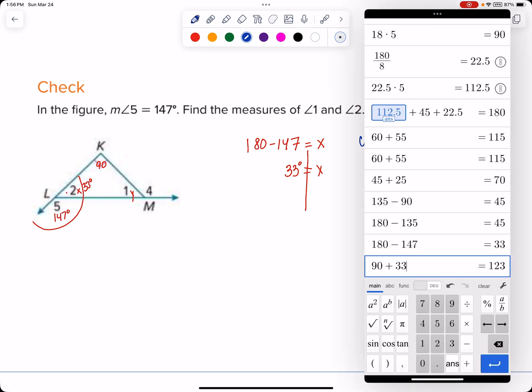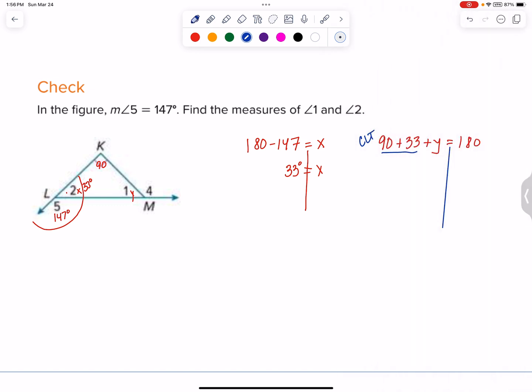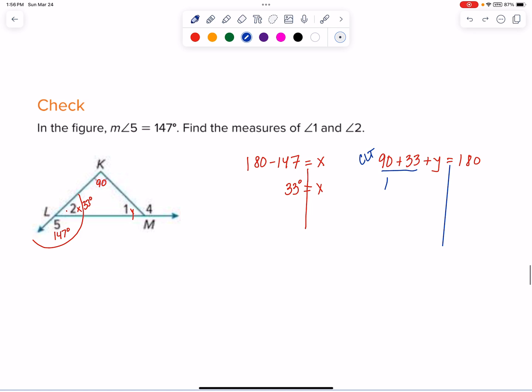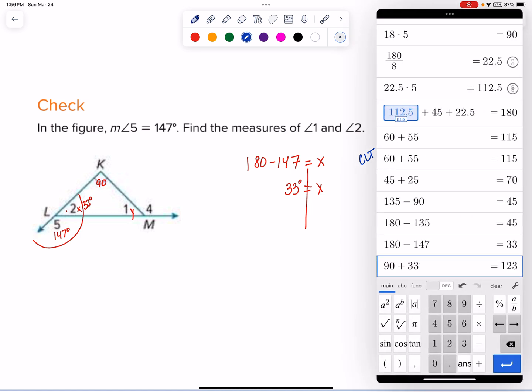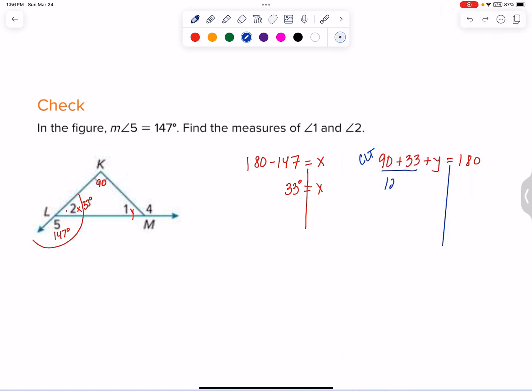Sorry, I don't know why I said 122. 133. That's why you put stuff into a calculator, so when you're not paying attention. Oops. Whoa. 90 plus 33, 123, plus y equals 180. All right, let's go ahead and isolate your variable. So we need to subtract 123 from both sides.